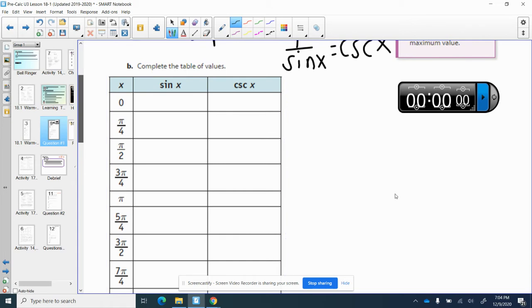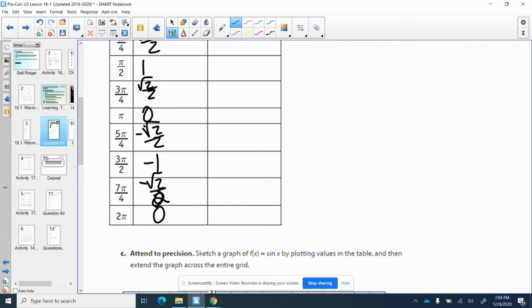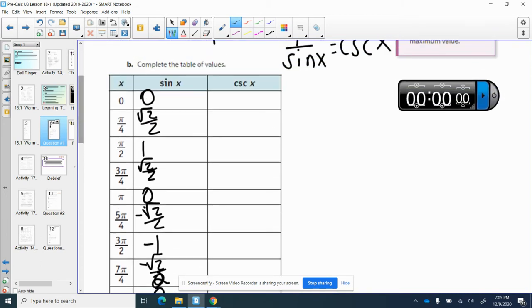So sine of x around at these values, we have 0, square root of 2 over 2, 1, square root of 2 over 2, 0, negative square root of 2 over 2, negative 1, negative square root of 2 over 2, and finally 0, right? And again, these are just found by looking at those y values around the unit circle, because we're relating this to the y. Now, just a reminder, anywhere you see the square root of 2 over 2, that's approximately 0.707.